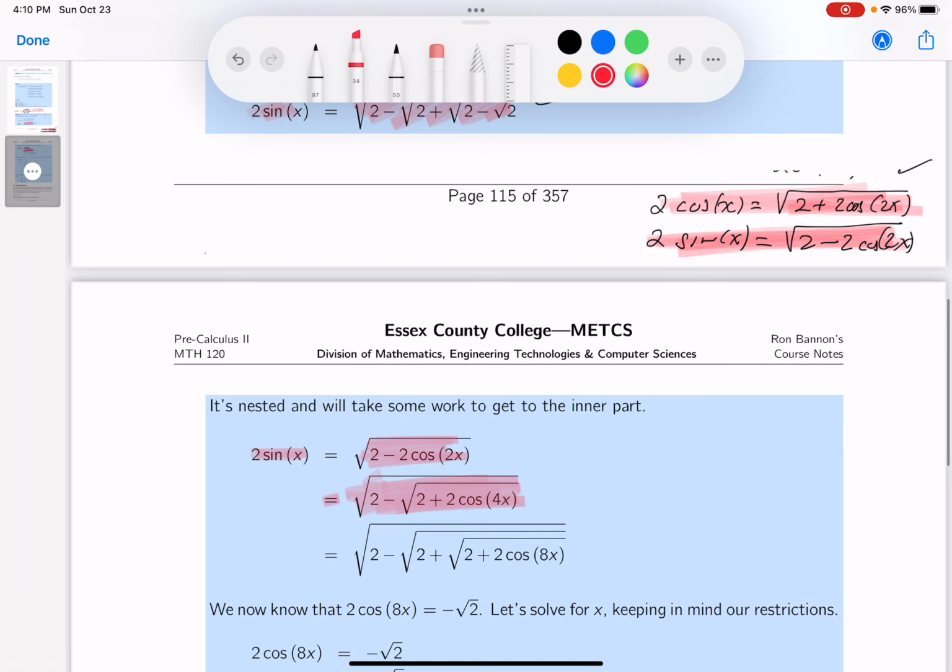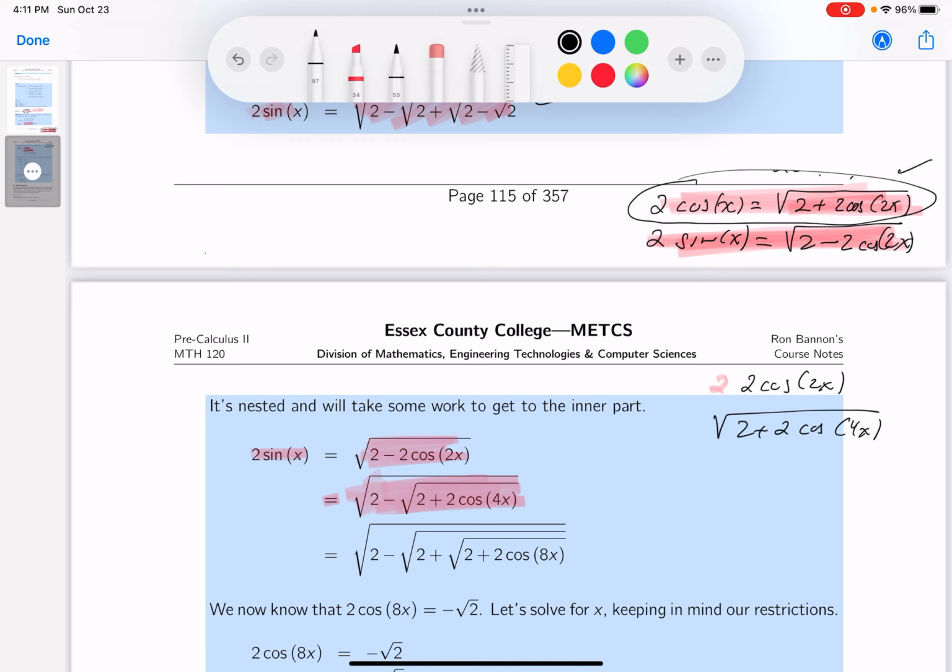Now you notice what I'm doing each time I do that. Certainly when I did that, let me write this over here. So, I said the 2 cosine of 2x. I have to use which formula? I'm using this one over here. And what's that going to be? The root of 2 plus 2 cosine of 4x. All right, so that stands to reason.